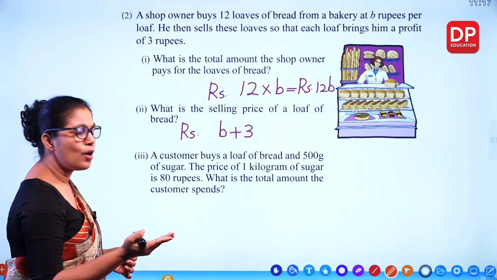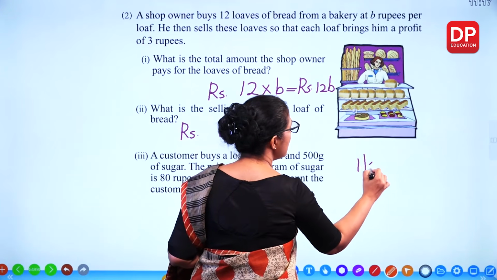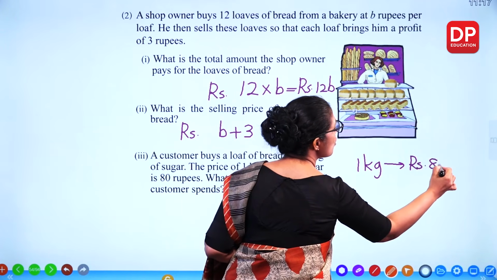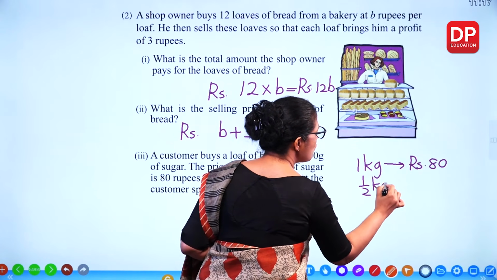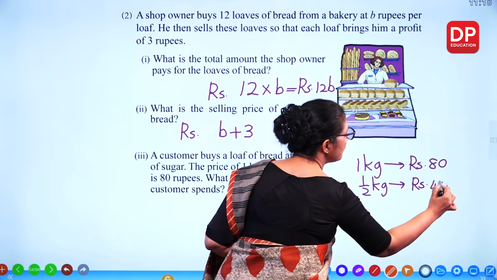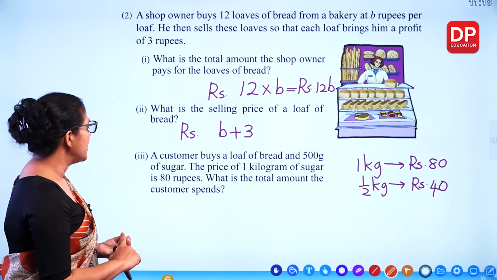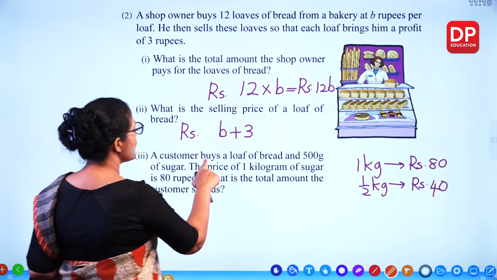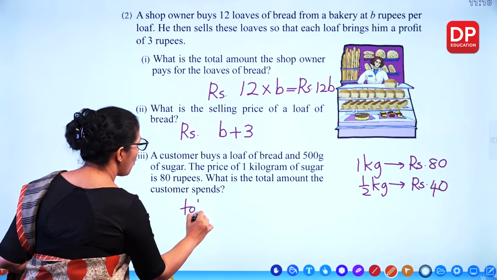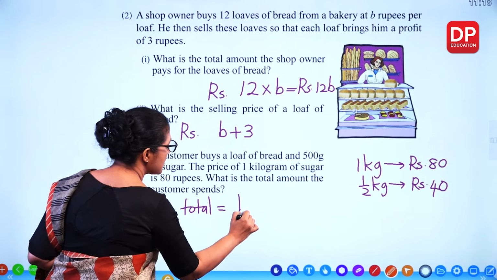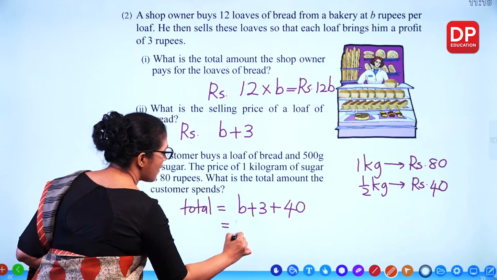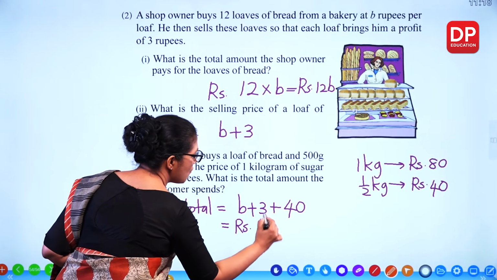So what's half a kilo? 1 kilo of sugar is 80 rupees, so for half a kilo you need to divide by 2. 80 divided by 2, you get 40 rupees. So that's for sugar. And the price for the loaf is B plus 3. So the total is B plus 3 plus 40 rupees. You can add it and write down B plus 43.